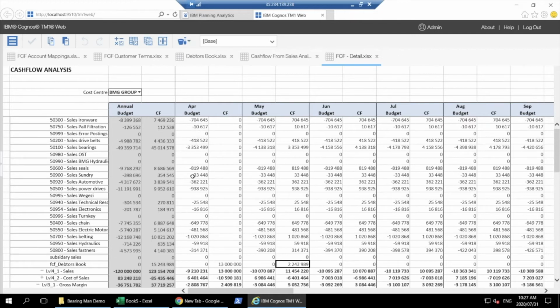For other months, you can see again the lag factor kicking in over here. So you've got, for example, budgeted sales of 3.3 million over here for bearings, and you can see the cash flow effect pops through in the following month. So all of our information is driven by this to produce our cash flow statement.